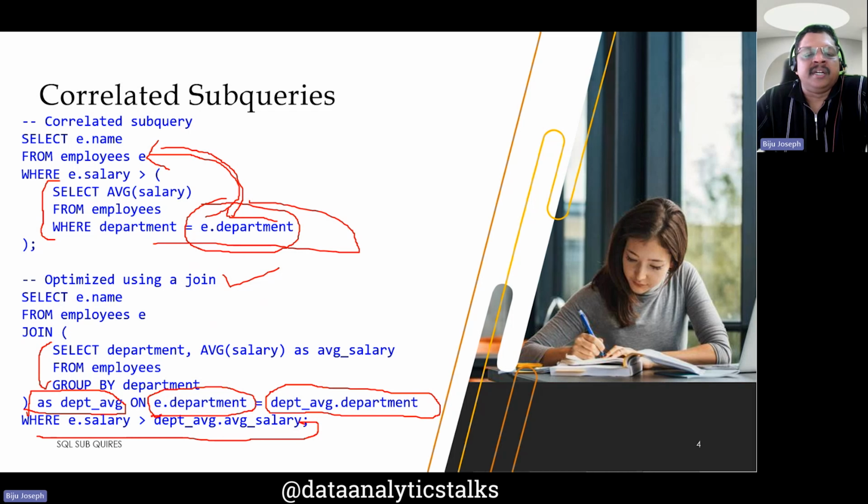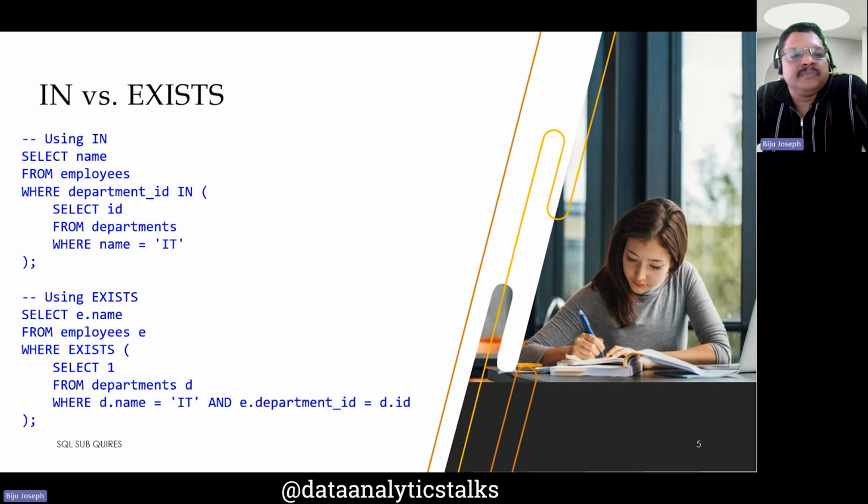Then coming to the next scenario, what's the difference between using IN or EXISTS? If you are attending an interview, you may be asked what is the difference between IN and EXISTS, and which is better. The answer is: IN is used to check if a value matches any value in a list or returned by a subquery. EXISTS is used to check if a subquery returns any rows.